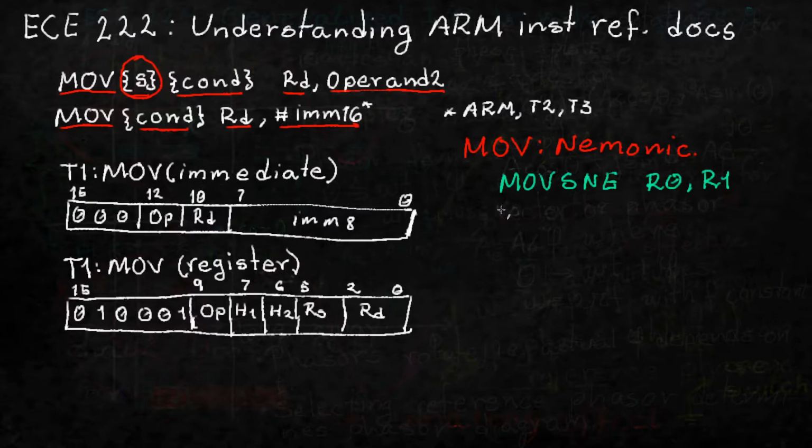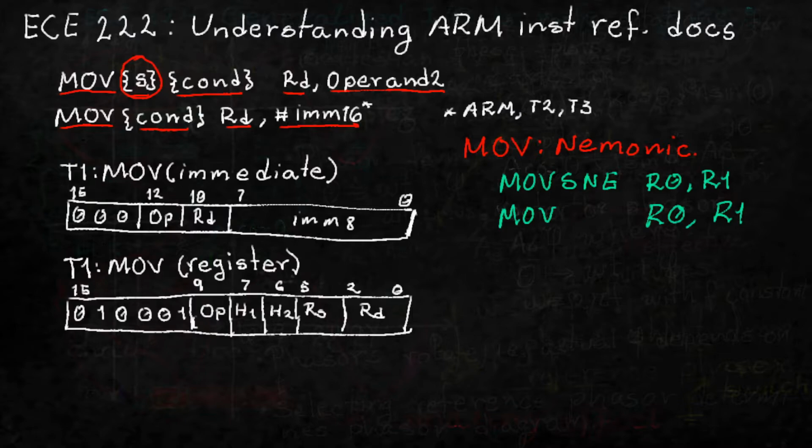So you can include this or may not. So you can also say move R0, R1. And what's going to happen is that R1 is going to be written onto R0. No flags are going to be updated, and there is no condition to execute this. So it's going to be run every time. So that is what this part over here means.